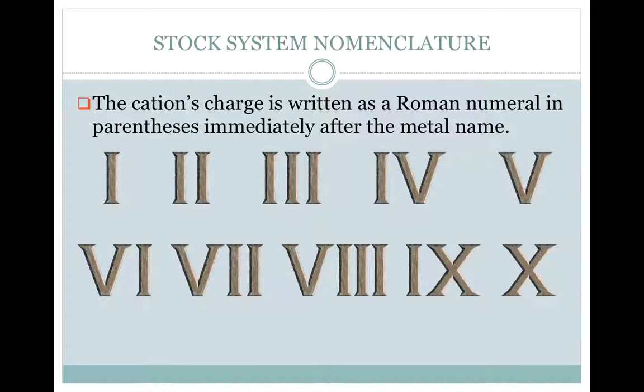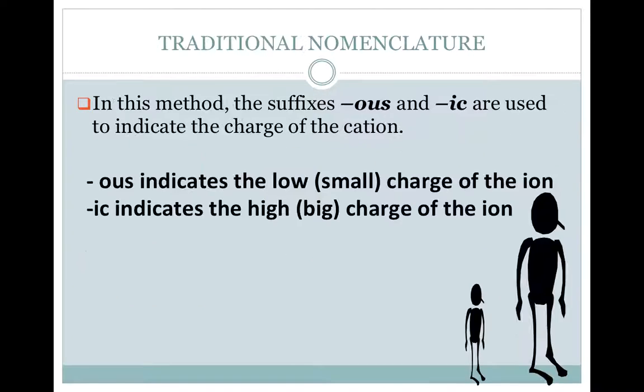In the stock system, as I just showed in the example, the cation's charge is written as a Roman numeral in parentheses immediately after the metal's name. So if gold has a +1 charge, it's gold, parentheses, Roman numeral 1, end parentheses. The other example we could have is gold +3. So it would be gold, parentheses, Roman numeral 3, close the parentheses.